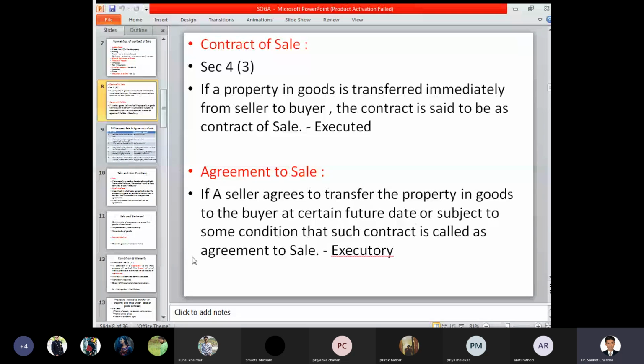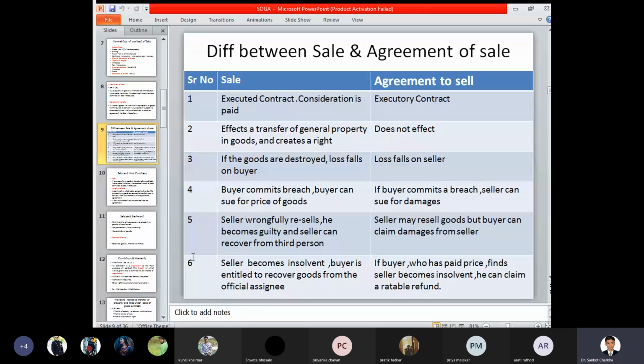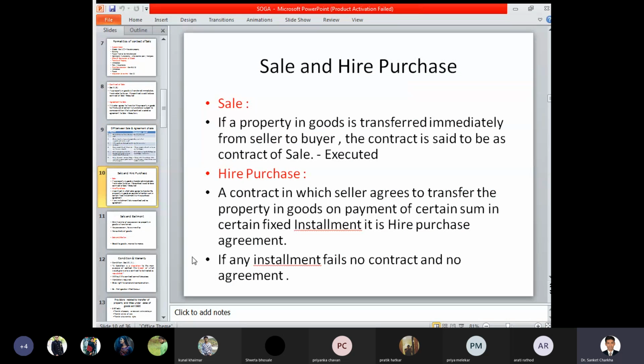If the property in goods is being transferred at a certain future date, then that is a case wherein the contract of sale cannot come into existence. It will be called an agreement to sell. In terms of classification, it falls under the category of executory contract. So contract of sale is an executed type of contract, and agreement to sell is an executory contract. Regarding the difference between sale and agreement to sell, we have seen around 5 to 6 points of differentiation provided for you.